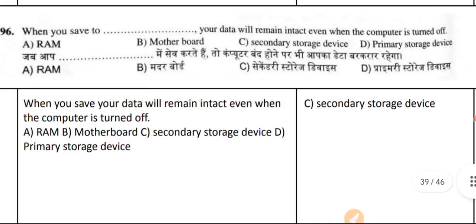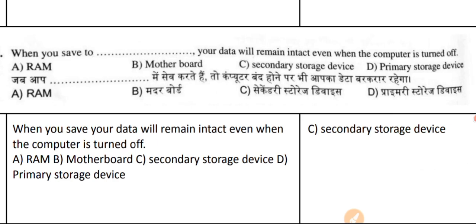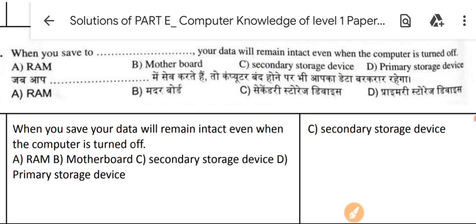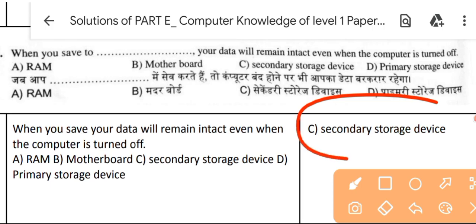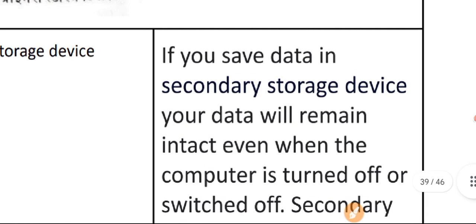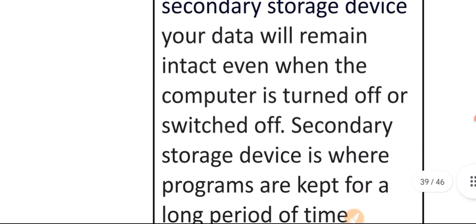Next is, when you save something, your data remains intact even when the computer is turned off. When your computer is off, but your data is saved, that is in the secondary storage device. If your data is in a secondary storage device, your data will remain intact even if the computer is off or switched off.